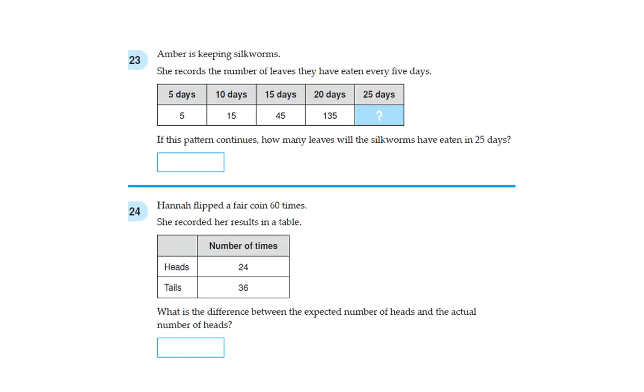23. Amber is keeping silkworms. She records the number of leaves that they have eaten every 5 days. So there's your table, and what's happening every 5 days? 5 to 15. How do we get from 5 to 15? We multiply by 3. Now 15 to 45. Yes, we do the same thing. Multiply by 3, then multiply by 3.